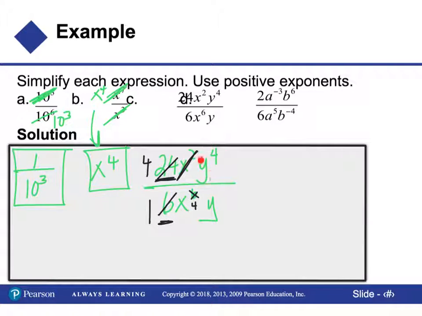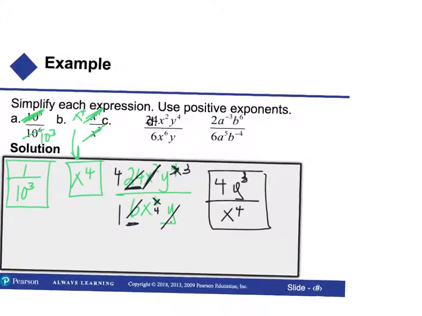Now this has 4 y's multiplying, and this has 1 y multiplying. So 1 y can cancel off, leaving me with 3 y's multiplying, so y times y times y. So we've got 4 y to the third, all over 1 x to the 4th, or just x to the 4th.